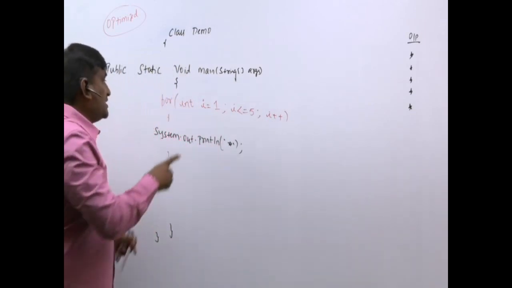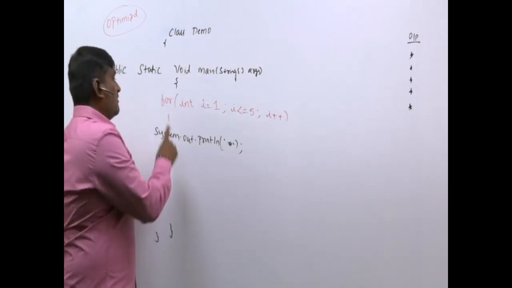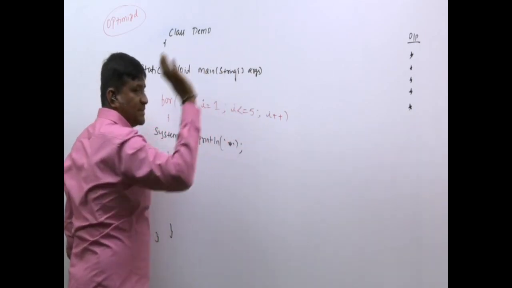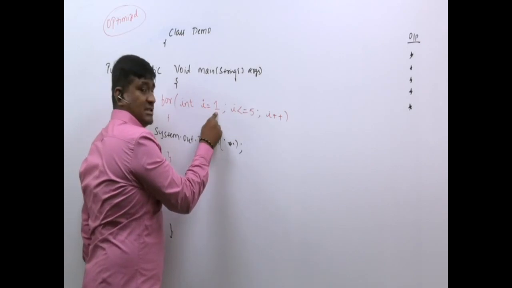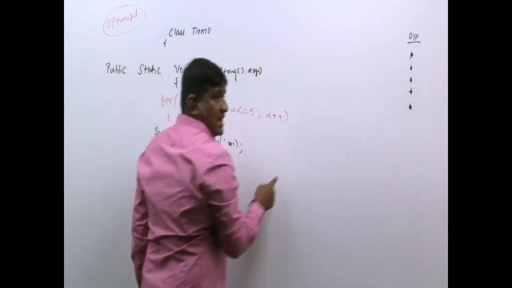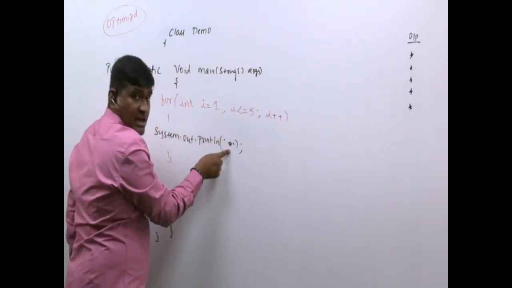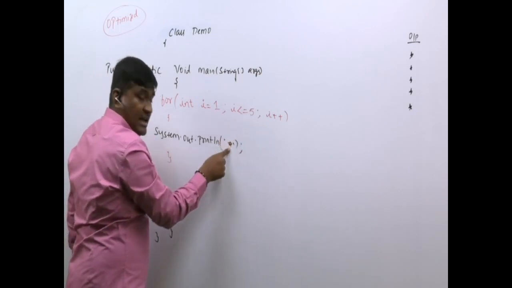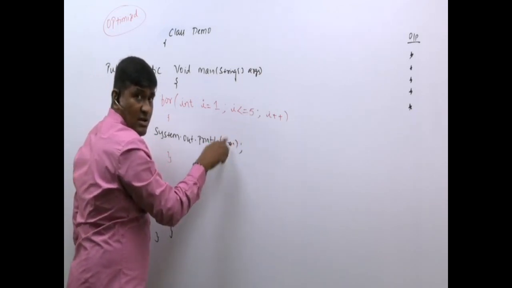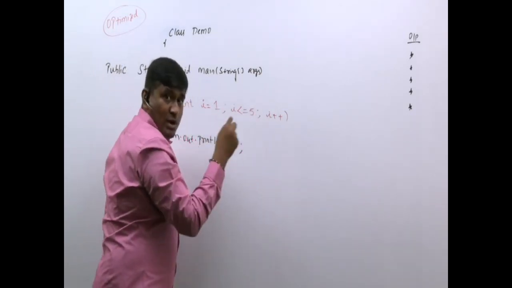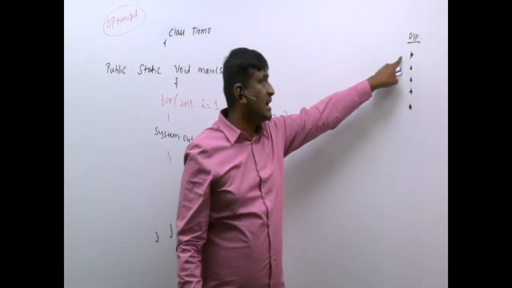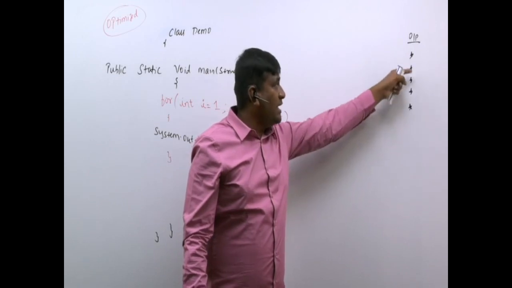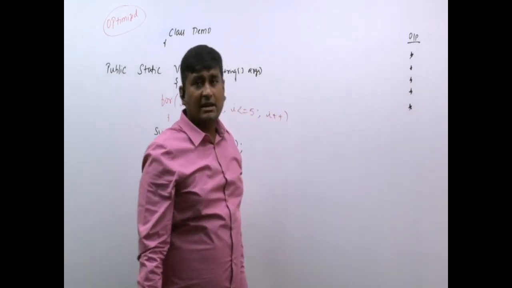Many students, if I ask you to read this line, will say, sir, very simple: for int i equal to 1, i less than or equal to 5, i plus plus. You should not read it like that. Read it as: start printing the first star. How many stars? 5 stars. One by one star you display, start printing the first star till 5 stars.